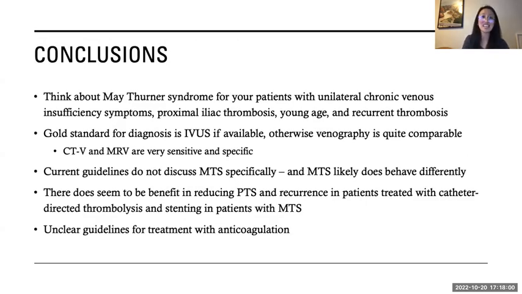All right, so that was a large talk about May-Thurner syndrome, as well as a little bit of an excursion into catheter-directed thrombolysis and general proximal DVT. The conclusions I want you to take away from this talk: think about May-Thurner for your patients with unilateral chronic venous insufficiency symptoms, proximal iliac thrombosis, who are young and who have recurrent thrombosis. The gold standard for diagnosis is IVUS.